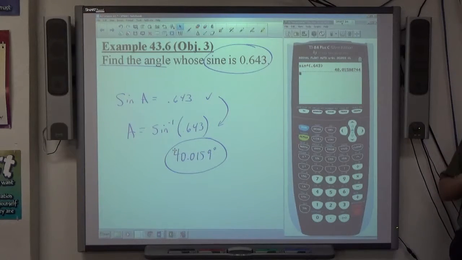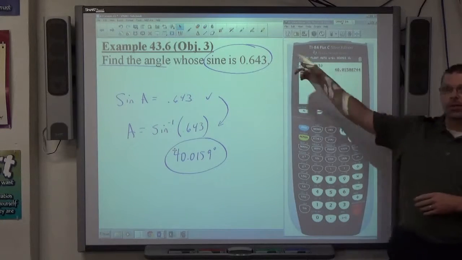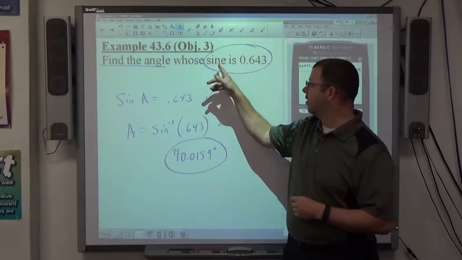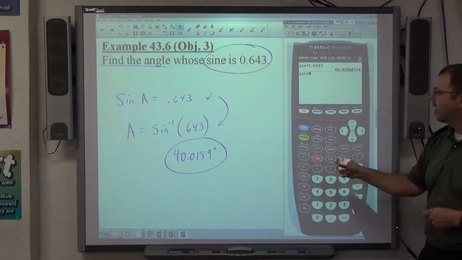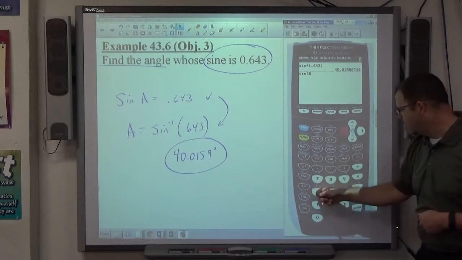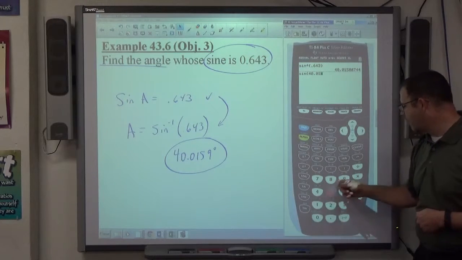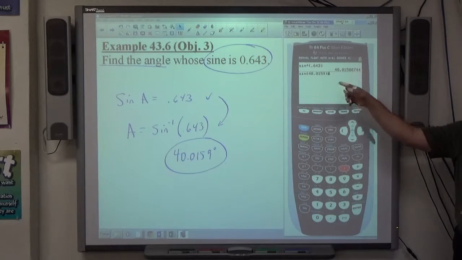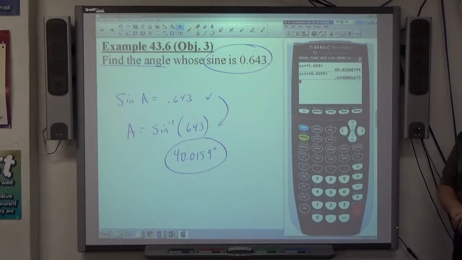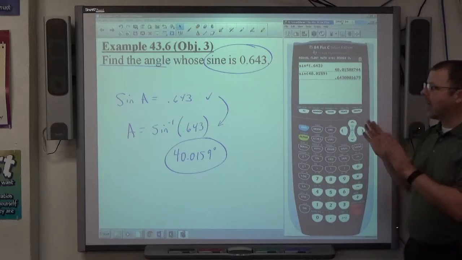And what that tells me, if I want to make sure I'm right, if I take sine of that number, what should I get? Same number. I should get 0.643, right? Because it tells me the sine of this angle is supposed to be that number. So if I take the sine of that angle, now I use regular sine, I type in 40.0159. Before I hit equals, is it going to be exactly 0.643? No, because I rounded, right? It's going to be pretty close, though. 0.643000169. Okay, that's pretty good. Pretty close, right? So again, that's what it's telling you to do.